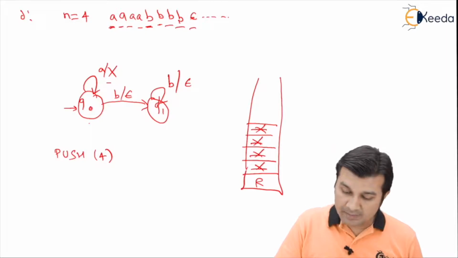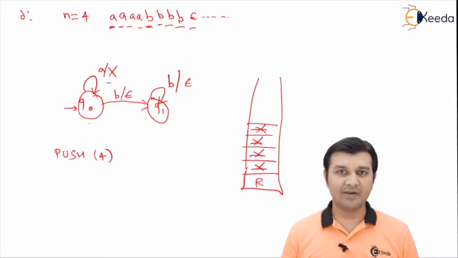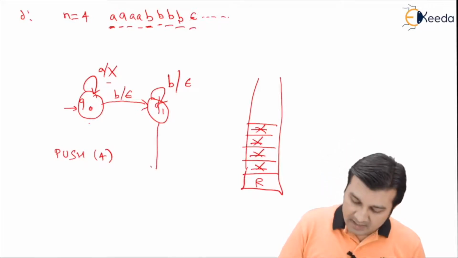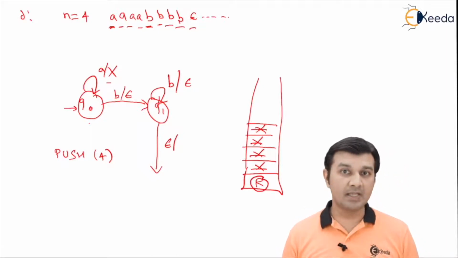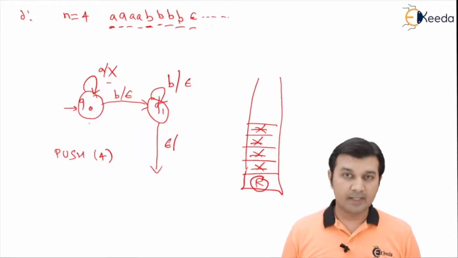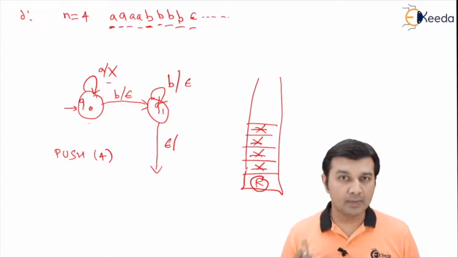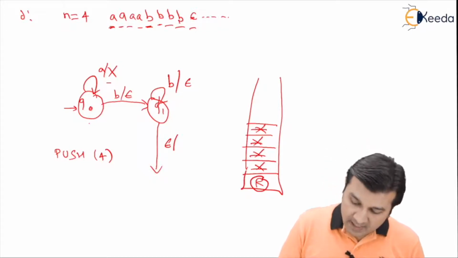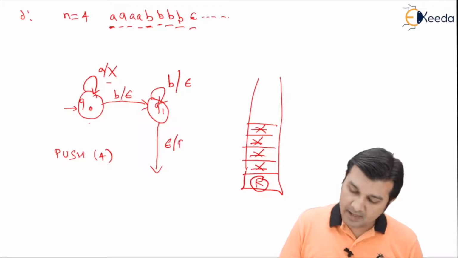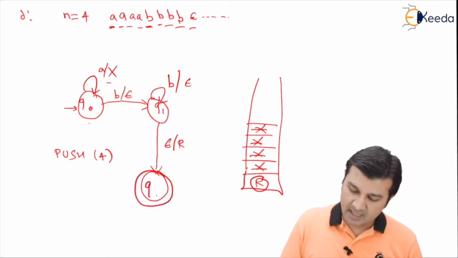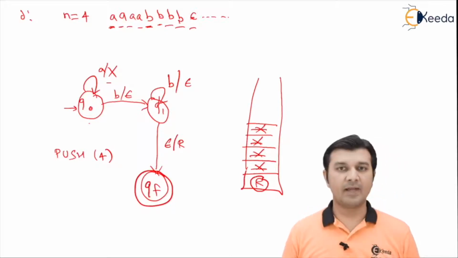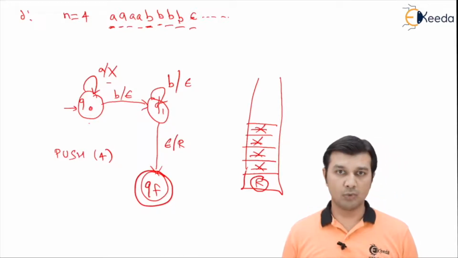Next time an epsilon comes, we have not sketched the diagram for it yet. So when Q1 receives an epsilon, I assume that if it is a valid input, nothing has to be there on the stack. Nothing means, of course, by default R is going to be there as usual. So if you have epsilon and R is at the bottom of the stack, keep it as it is and go to the final state, and the machine is going to work.